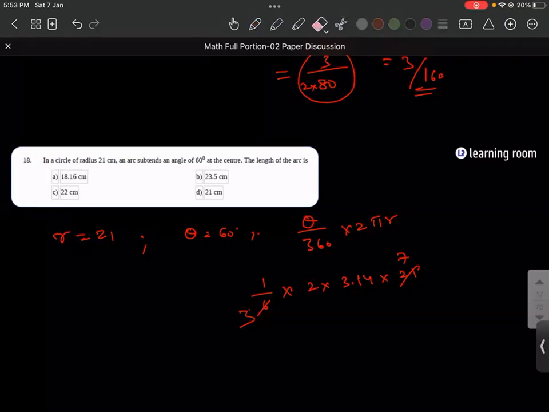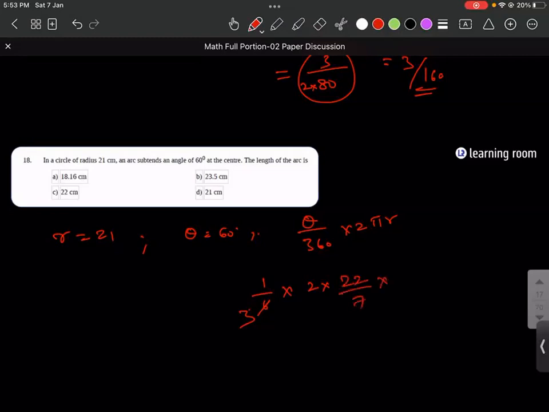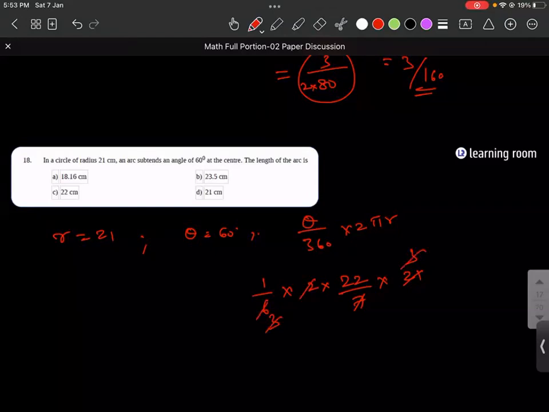Okay, let me do one thing. If instead of 3.14, I take it as 22/7 into r is 21, no? I can cancel this and this, 3 times. So that this is left out 1/6. So this goes 3, this 3 and 3 will get cancelled. You will be left out with 22. I hope you understood. You want me to do it again and show?